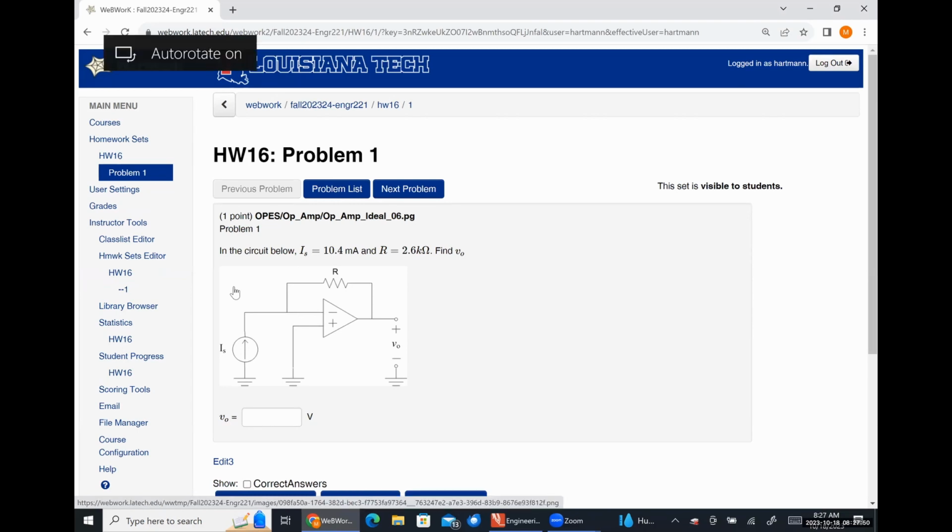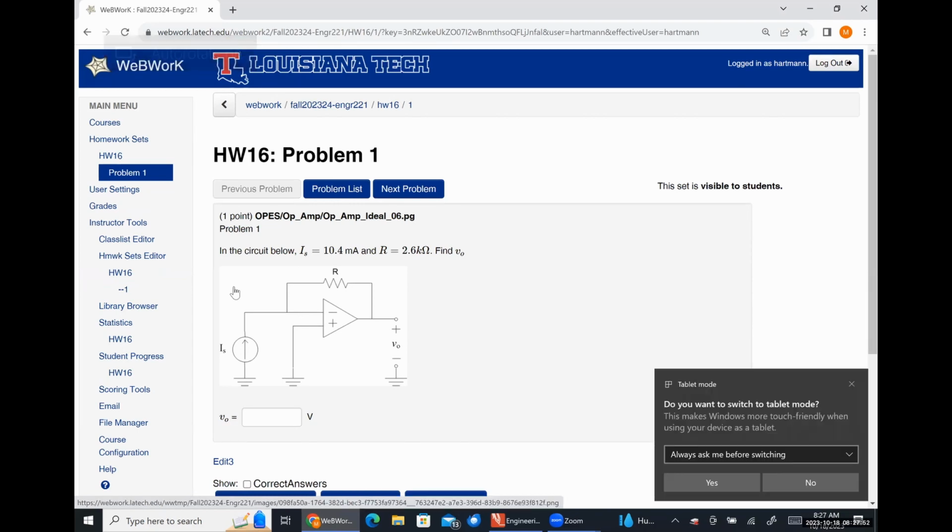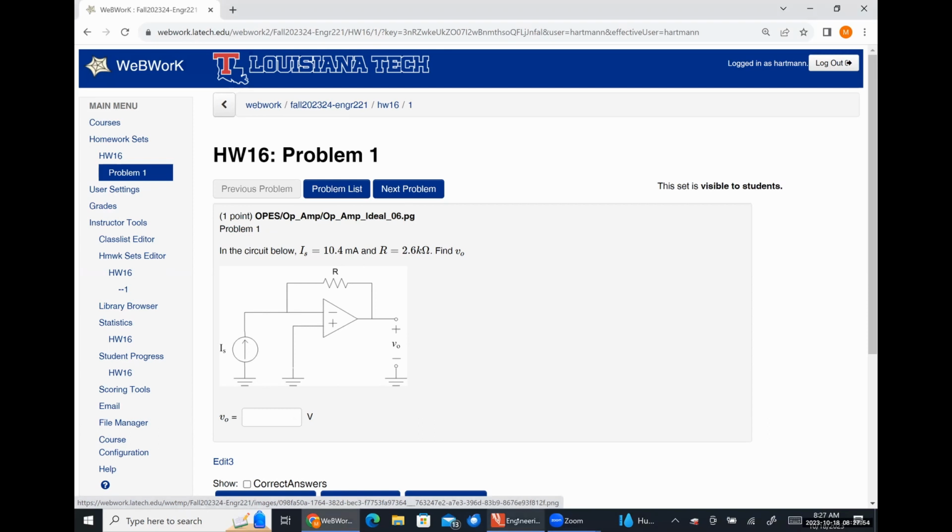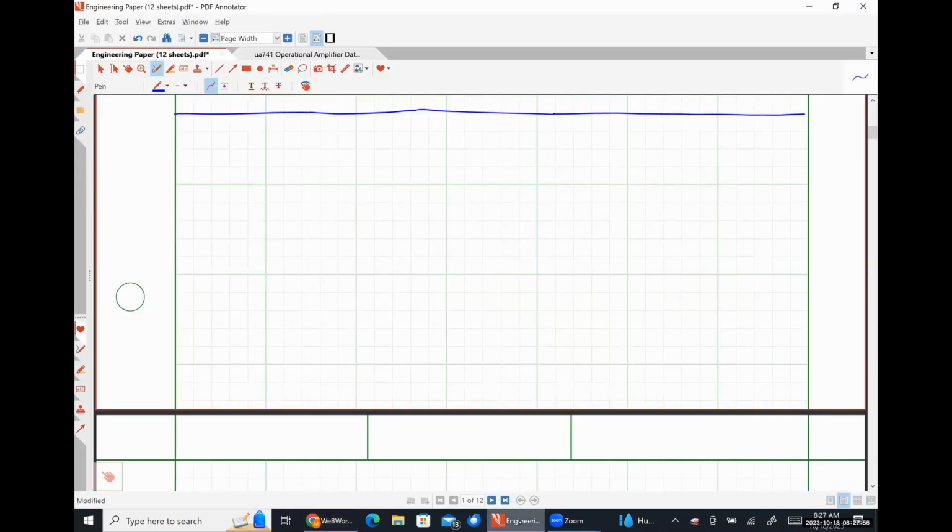All right, so here is our first problem that we are going to be looking at. Let me draw it back on my PDF thing really quickly. So this is homework 16.1. And in this particular problem, we have some source current, let's call it 4 milliamps.